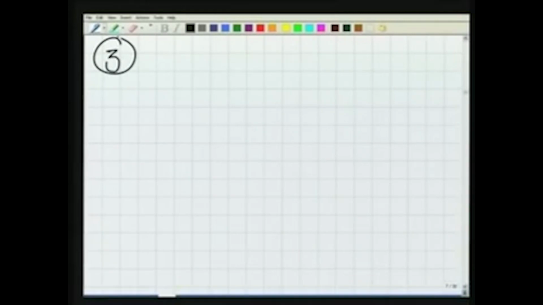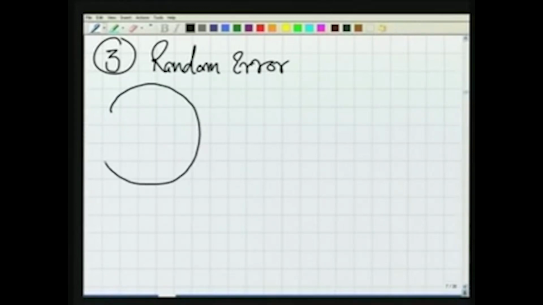Well, number 3, this is a very interesting error now, and we say this error is random error in our observations. For example, let us say, again I am going back to our target. You are trying to fire at the bull's eye, which is this point. Your aim is to fire at the center here.